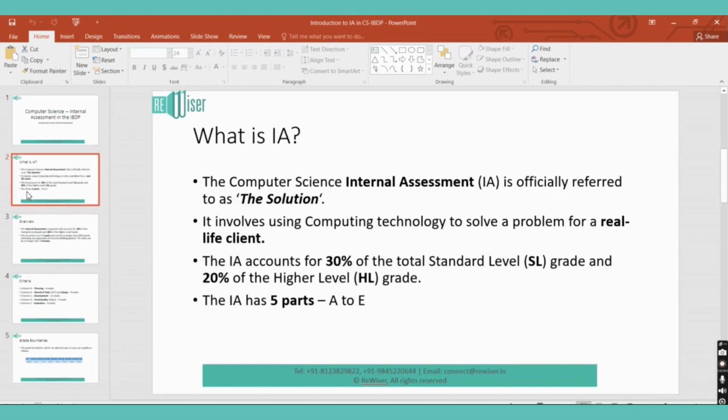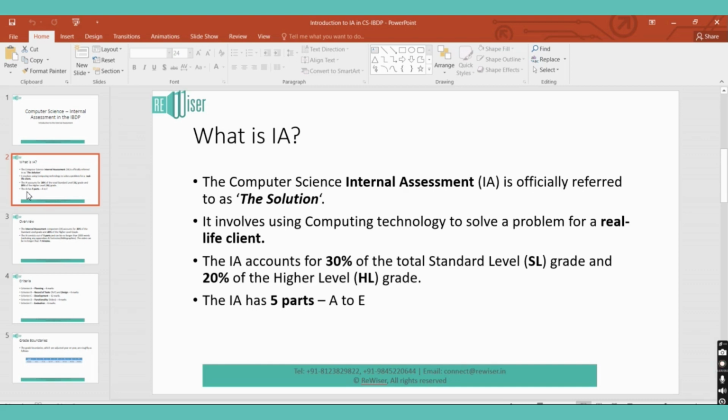What is internal assessment? The name that is given for the computer science internal assessment officially is the solution. What is required for a student to do for this solution is to create a software which solves a real world problem for a real world client.